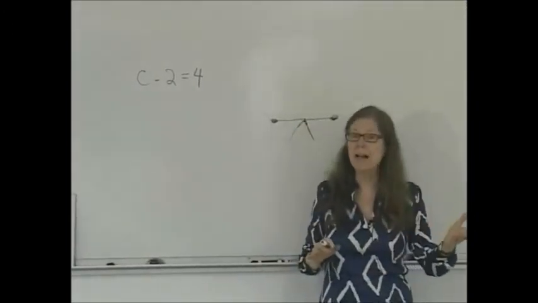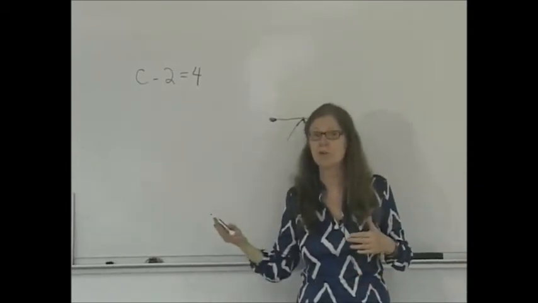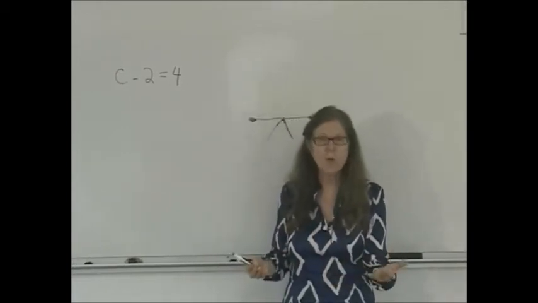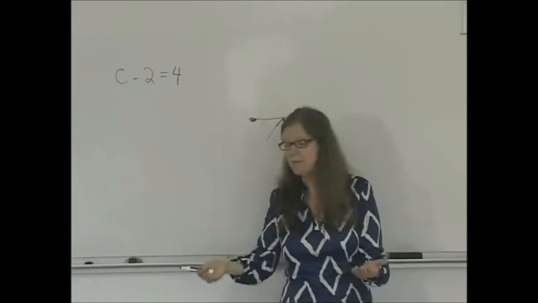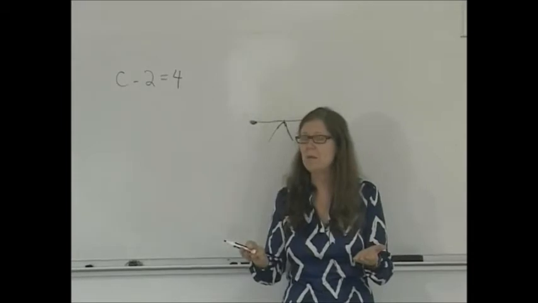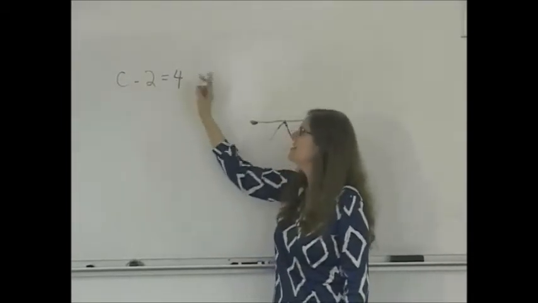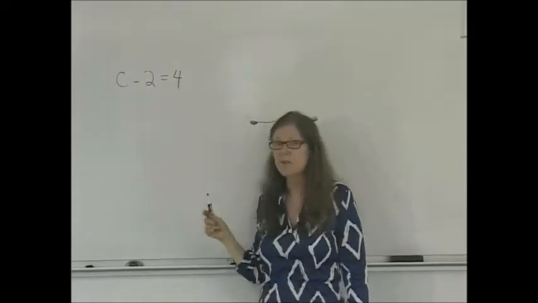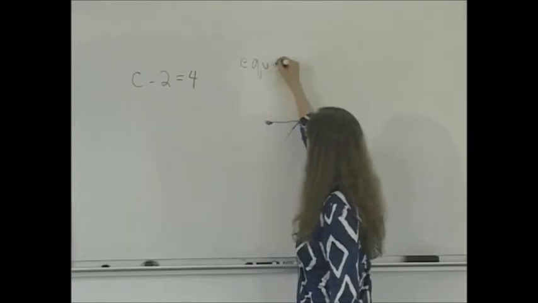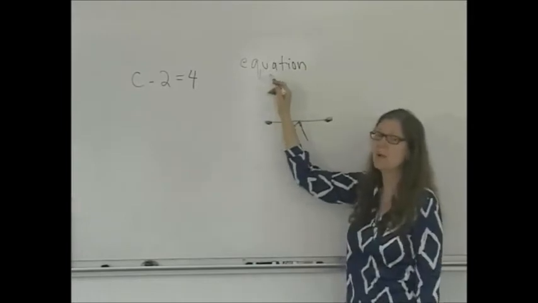Like $1 is the same value as 4 quarters or 10 dimes. They look different. If you have $1 in one hand and 10 dimes in the other, they don't look identical, but their value is the same. And that's what we really mean by an equation. It means that what is on this side is the same value as what's on the other side of the equal sign. And you notice the word equation almost has the word equal in it.